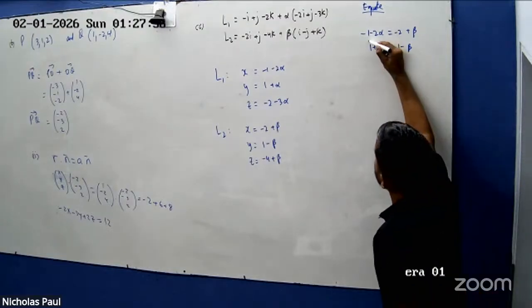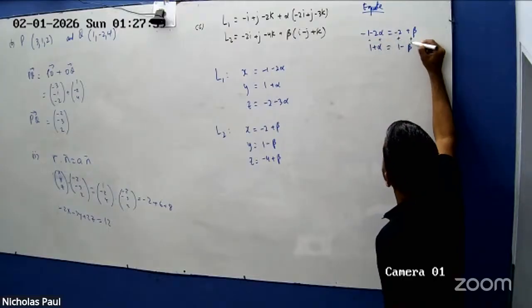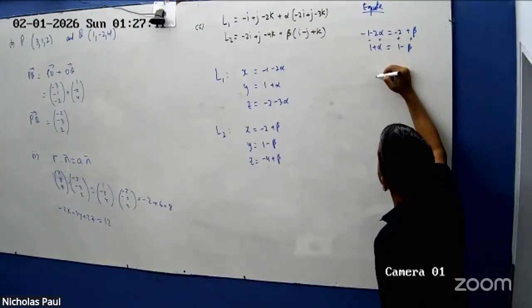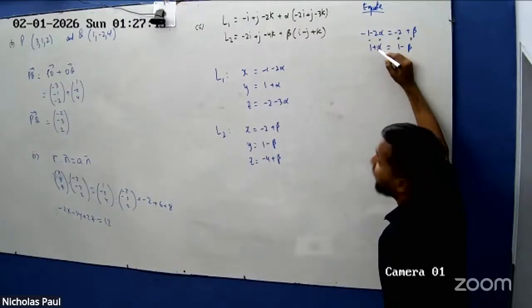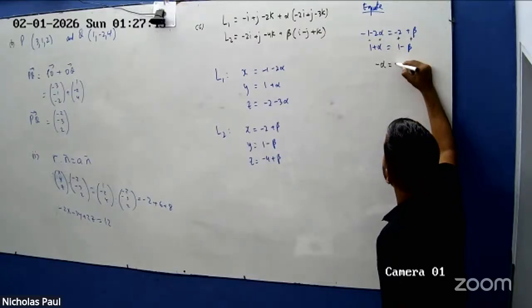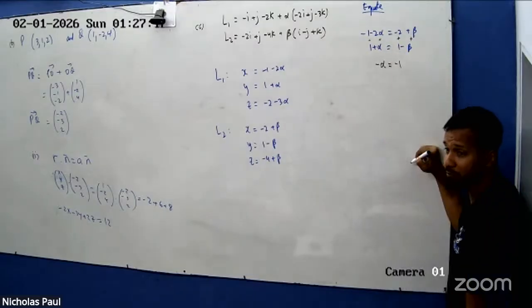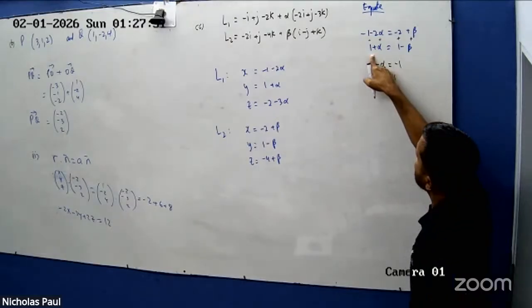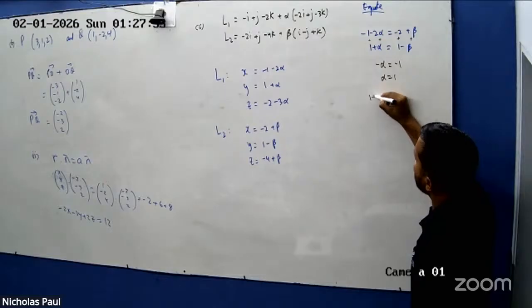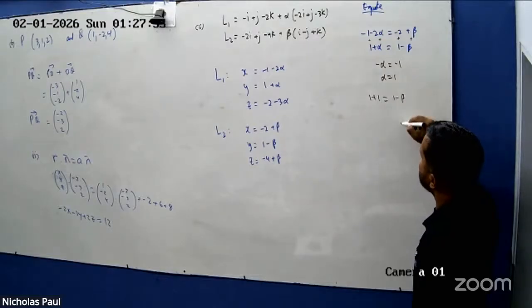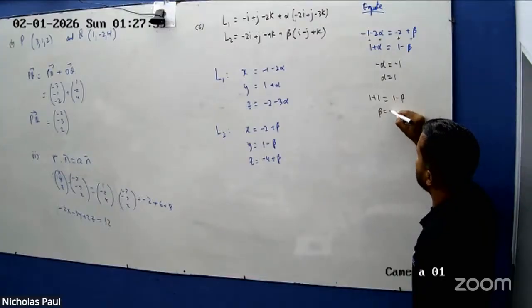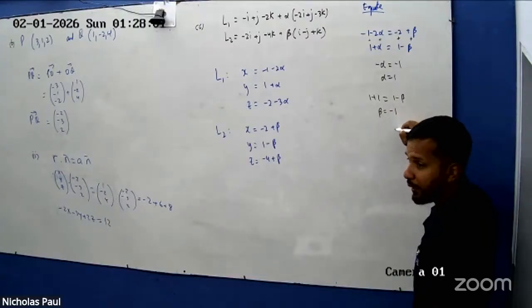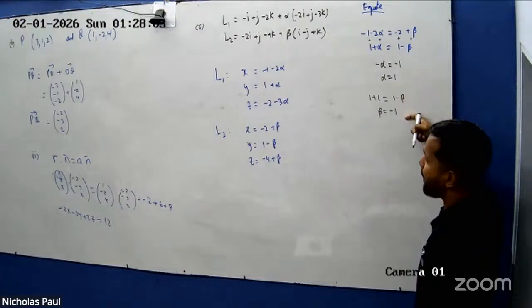Right, so adding everything, I got 0 there. I got 0 minus alpha is minus 1. Anybody get that? Alpha is 1. Plug it in here, and you get 1 plus 1 is 1 minus beta. I got beta to be minus 1. Yeah? You have 1 and minus 1, drop it in here.